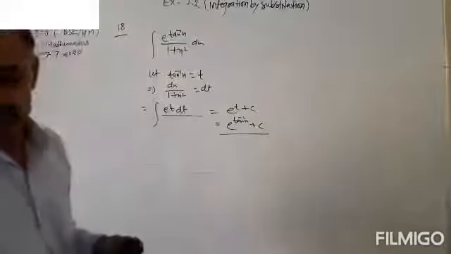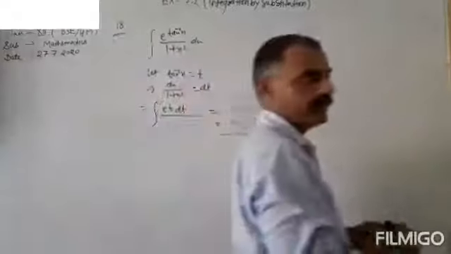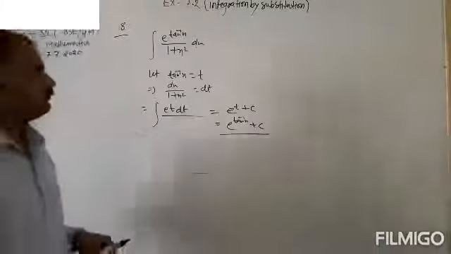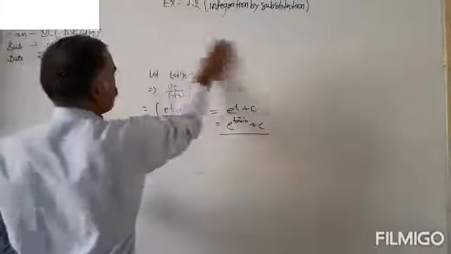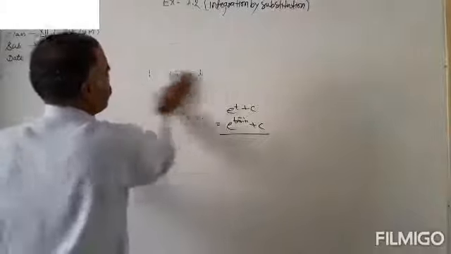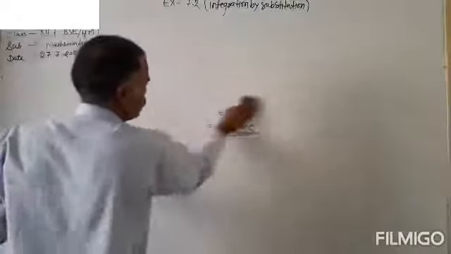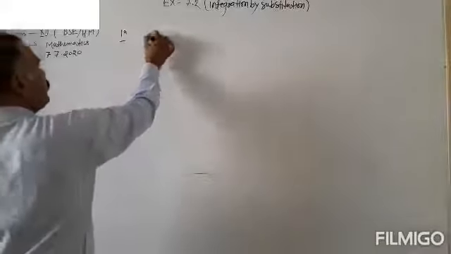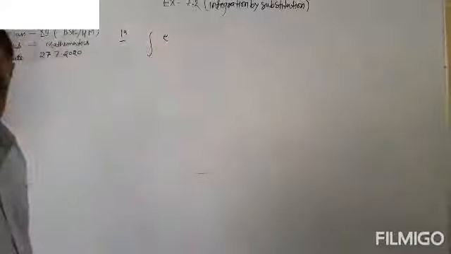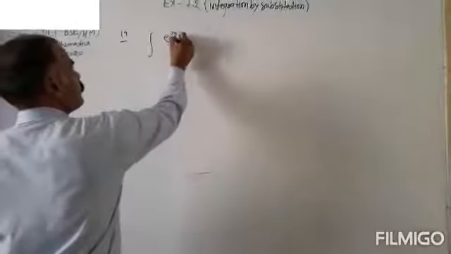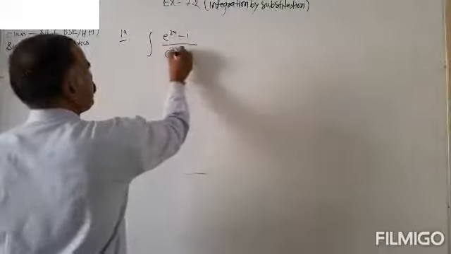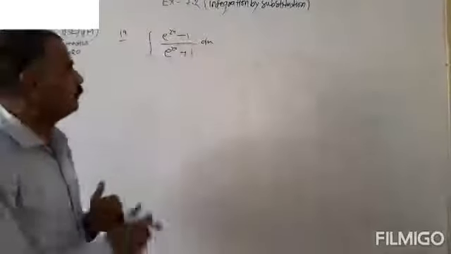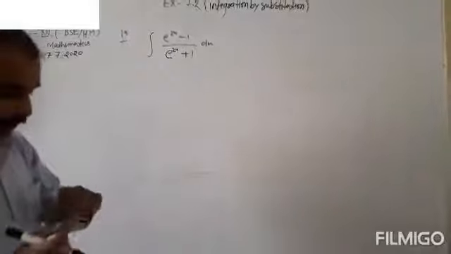Now let us take question number 19. Question number 19 is logical, so use logic to solve this question. Question number 19 is the integration of e to the power 2x minus 1 upon e to the power 2x plus 1 dx. So how to integrate this? You can use your logic.